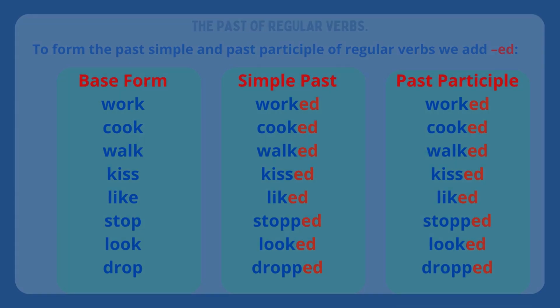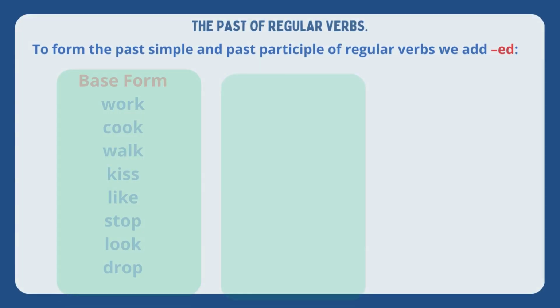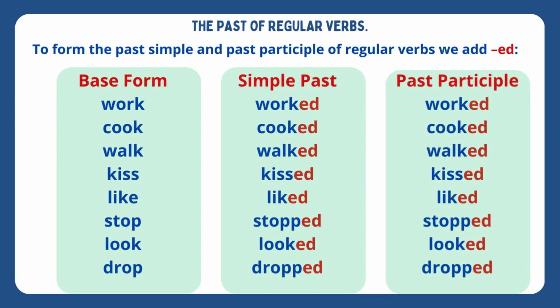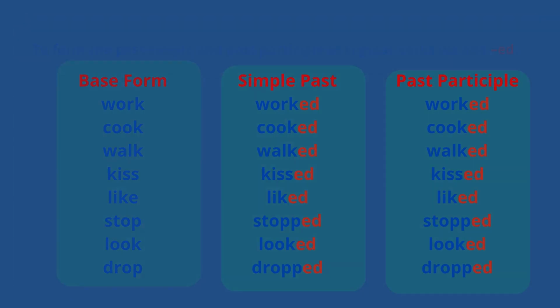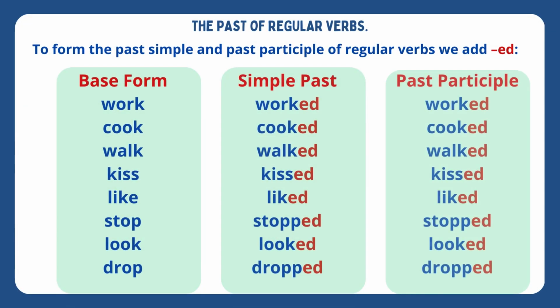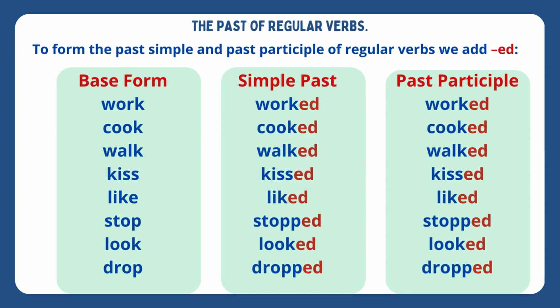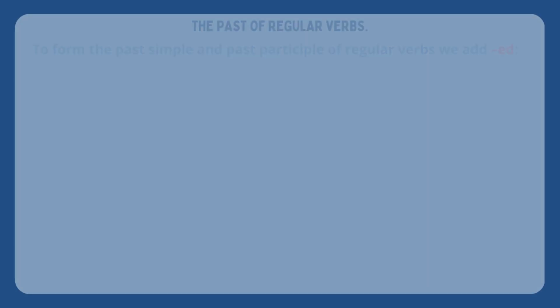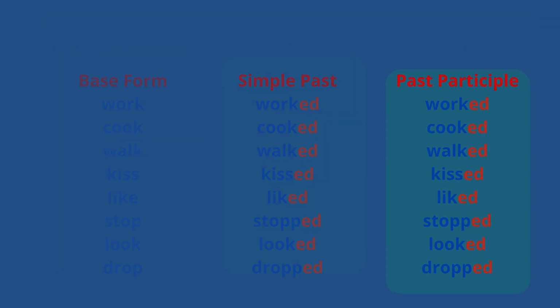Base form: work, cook, walk, kiss, like, stop, look, drop. Simple past: worked, cooked, walked, kissed, liked, stopped, looked, dropped. Past participle: worked, cooked, walked, kissed, liked, stopped, looked, dropped.